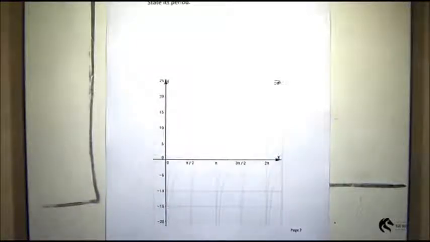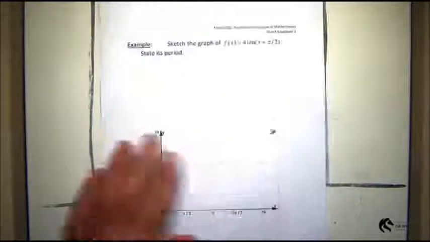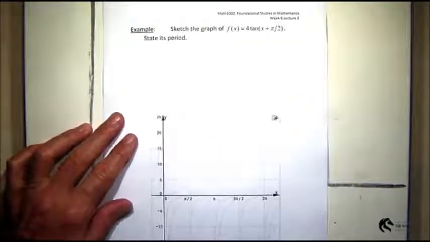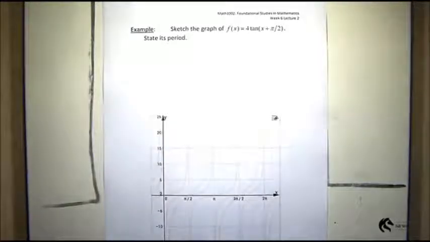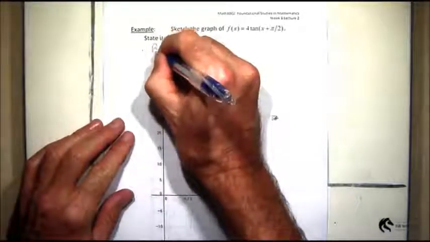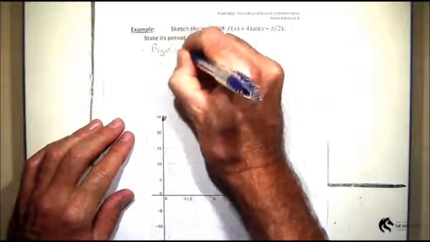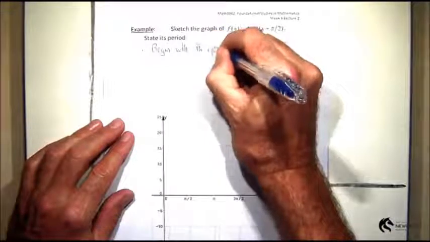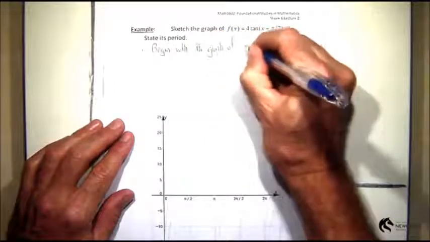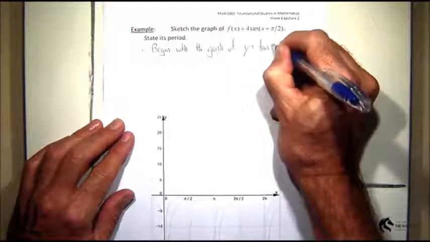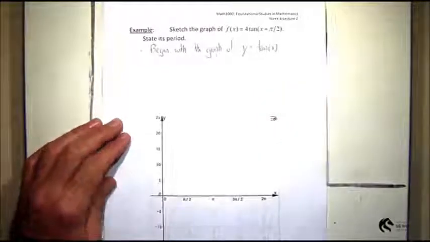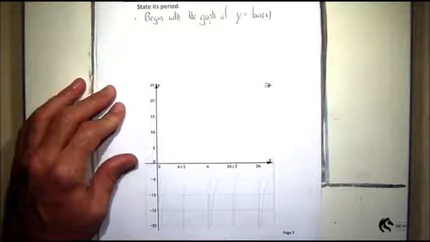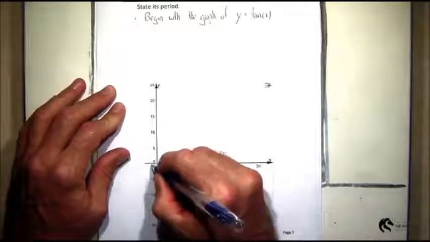Now let's have a go at sketching the graph of 4 tan of x plus pi on 2. So as always, begin with our basic trig function. So begin with the graph of y is equal to tan x. And I've got it down here. It has pi on 2 as its asymptote.